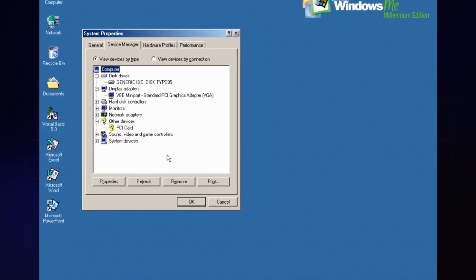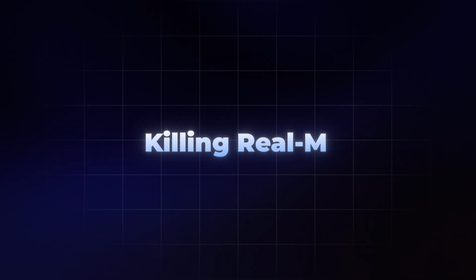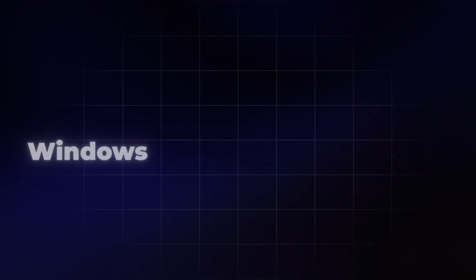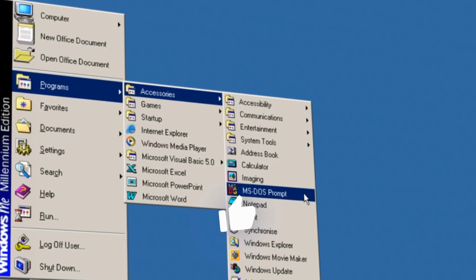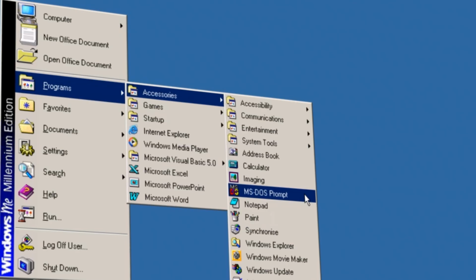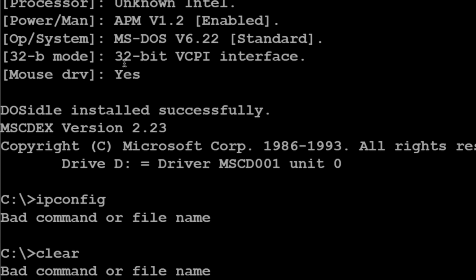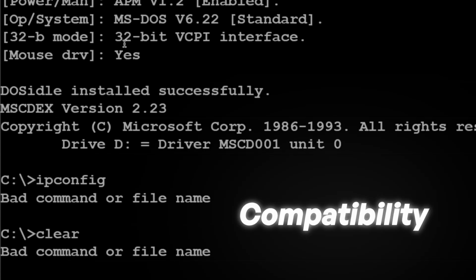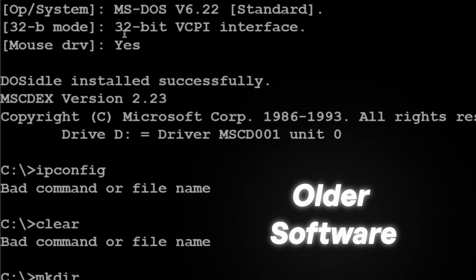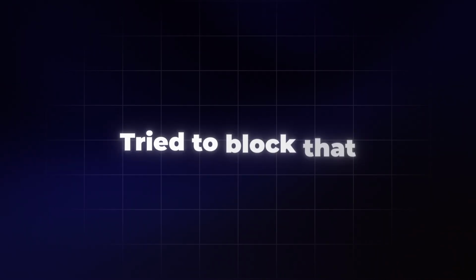And then there was one decision that made a lot of power users furious. Windows ME removed real mode DOS. That mattered because DOS wasn't just a legacy thing, it was a safety net. In Windows 95 and Windows 98, you could drop into real DOS for compatibility, troubleshooting, and running older software. With Windows ME, Microsoft tried to block that.